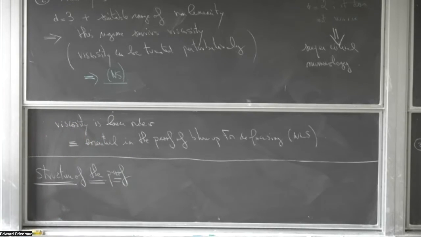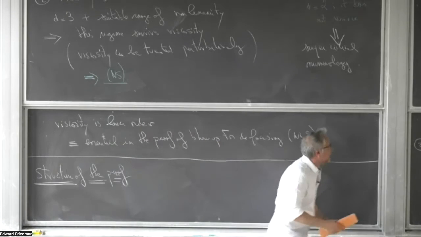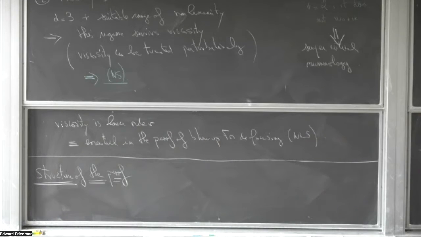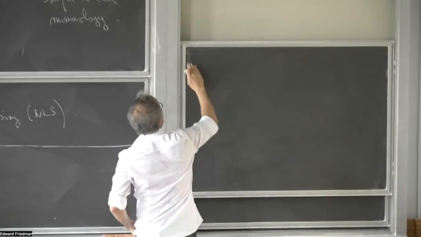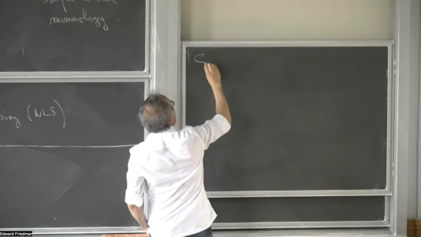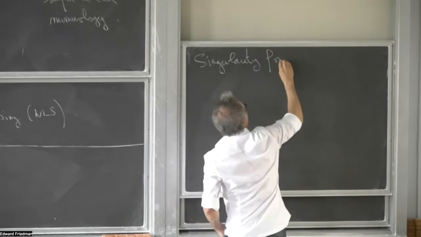Maybe before I do that, are there any questions about the theorems themselves? What they mean? No? Okay, so let me talk about the structure. So I could from scratch explain what we do, but I think it's better to take 15 minutes to recall to you what is known about singularity formation. So what do we know about singularity formation?